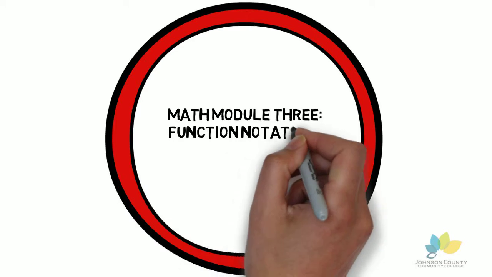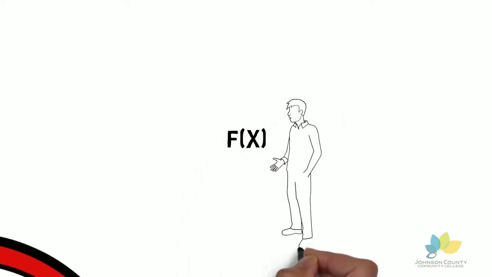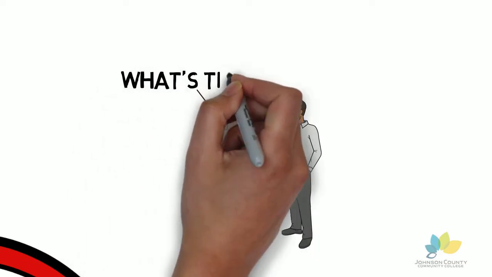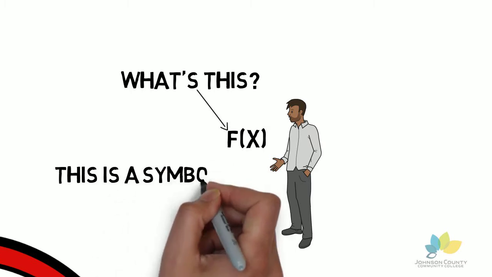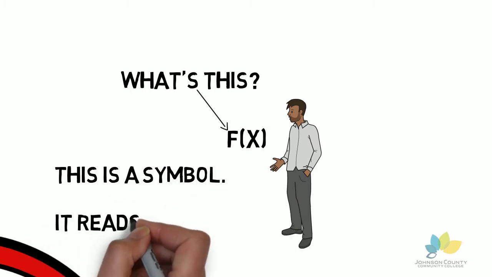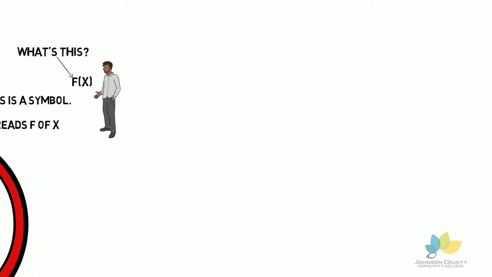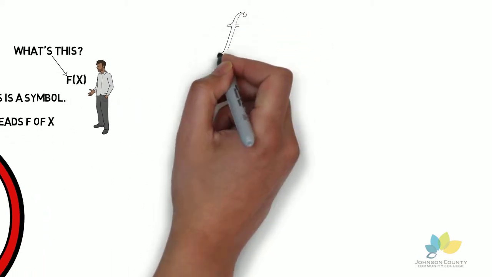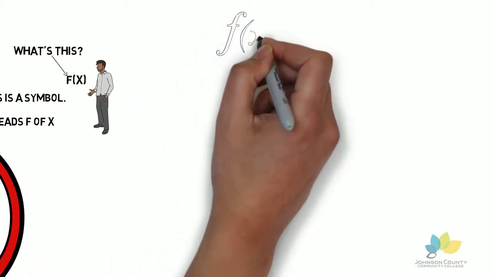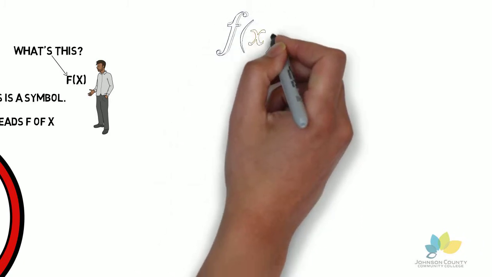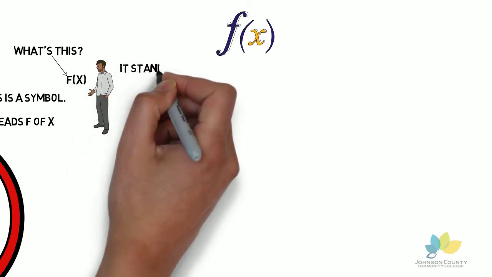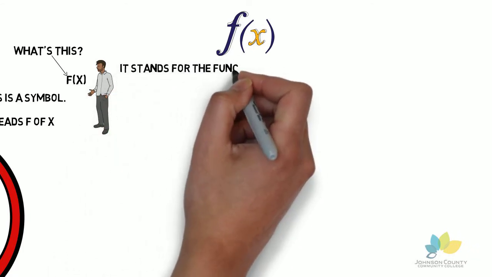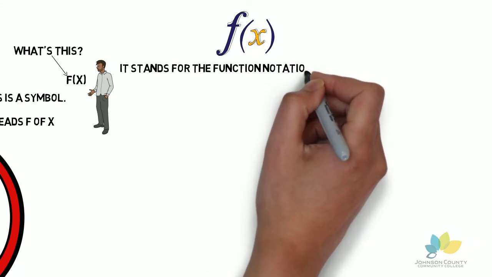Math Module 3, Function and Arrow Notation. What's this? This is a symbol. It reads f of x. It stands for the function notation of an equation.